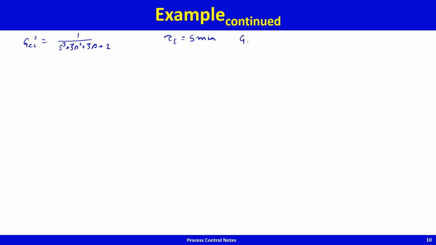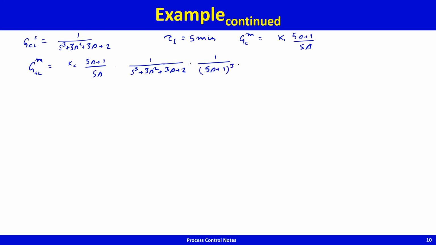So G controller for the master loop is going to be kc times 5s plus 1 divided by 5s, and so G open loop for the master loop, with the slave loop on automatic, is going to be kc times 5s plus 1 divided by 5s, times 1 over s cube plus 3s square plus 3s plus 2, times 1 over 5s plus 1 whole cube, and this and that will cancel, we'll leave a square there.